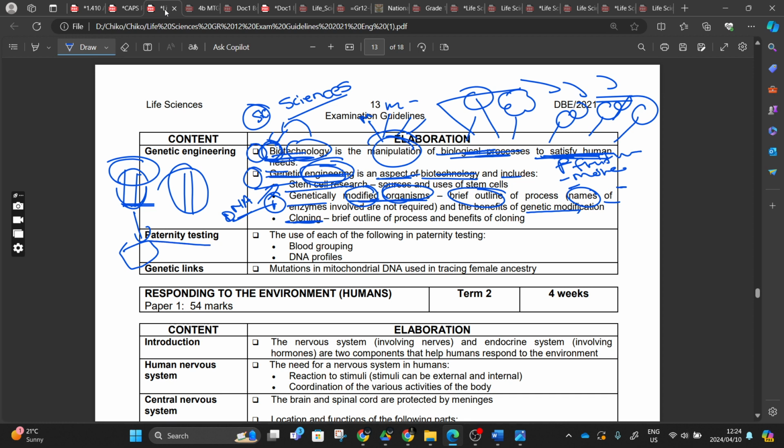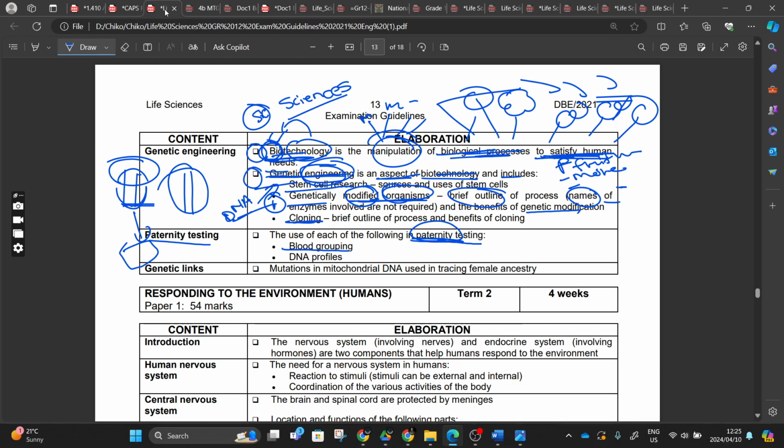And then we are going to do paternity testing, but the use of each of the following paternity testing: blood grouping, right? Yesterday I did give a small brief on blood grouping. We did blood grouping. We also have a full video under blood grouping, right? So if you missed blood grouping, go back there, and then you can also learn how we use this blood grouping to identify a paternity relationship between a parent and the offspring, right?